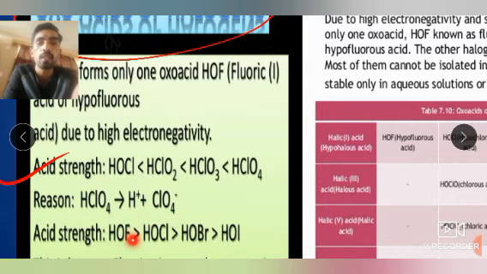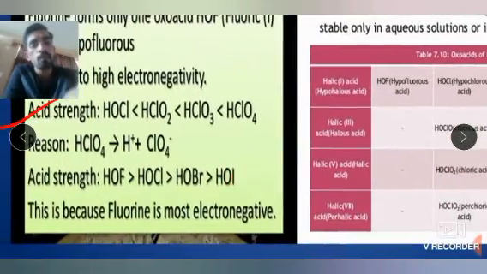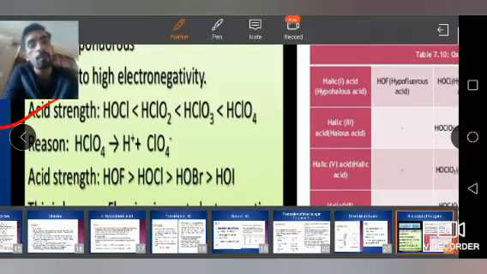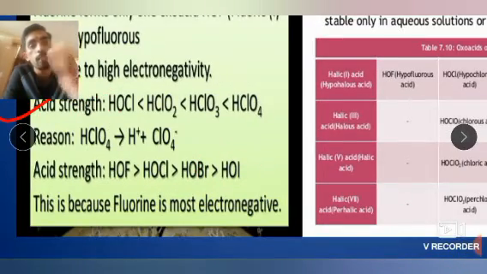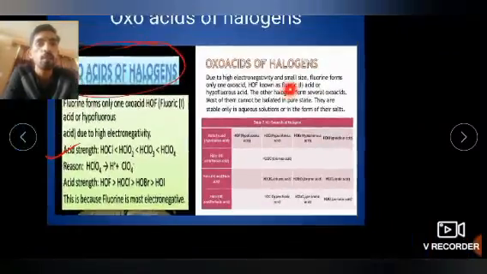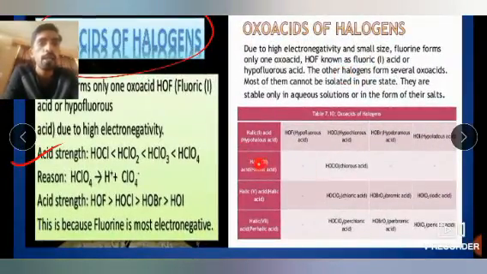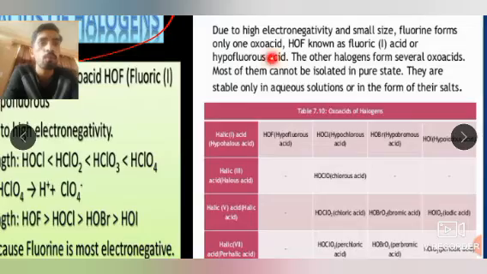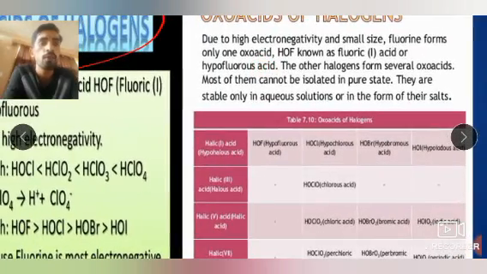The acidic strength order for the halogens is HOF, HOCl, HOBr, HOI. It means the fluorine oxoacid has the highest acidic strength. Down the group the acidic strength decreases, because fluorine is the most electronegative. Due to high electronegativity and small size, fluorine forms only one oxoacid, that is HOF, known as hypofluorous acid.